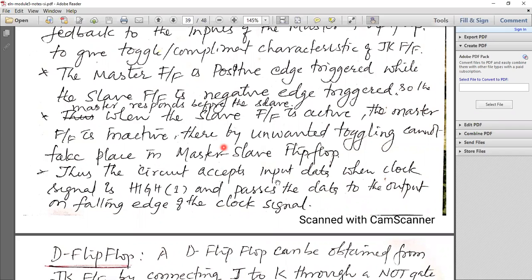Thus the circuit accepts the input data when the clock signal is high and passes the data to the output on the falling edge of the clock.